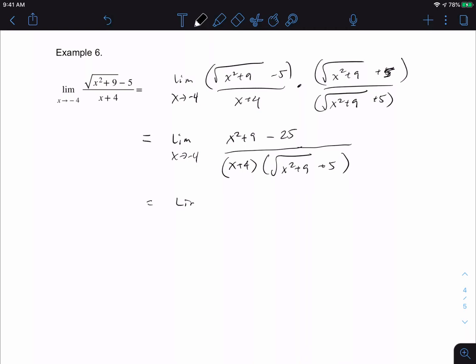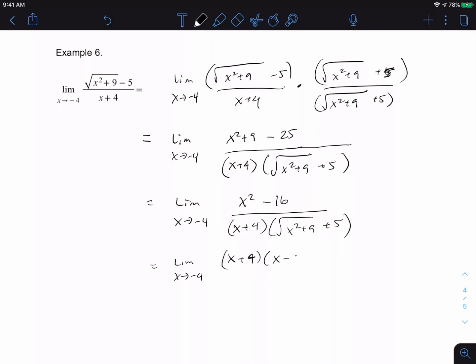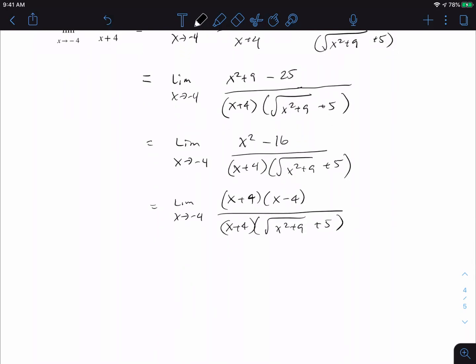Now, I can manipulate this a little bit. I'm going to get x squared minus 16. Are we okay? And that's factorable. So I'm going to get x plus 4 and x minus 4, all over x plus 4 times the root of x squared plus 9 plus 5. Look what happens. Doesn't the x plus 4 go away? Yes. Awesome. So we get x minus 4 over the root of x squared plus 9 plus 5.